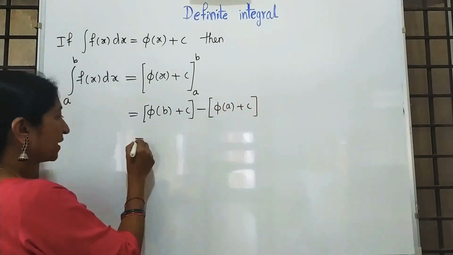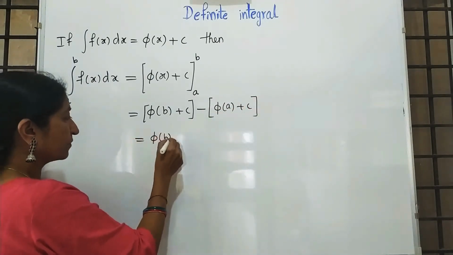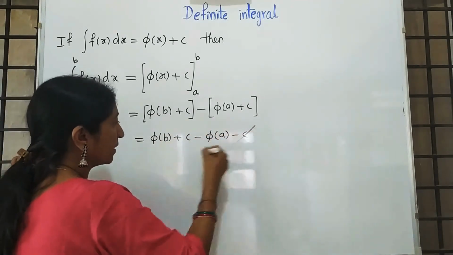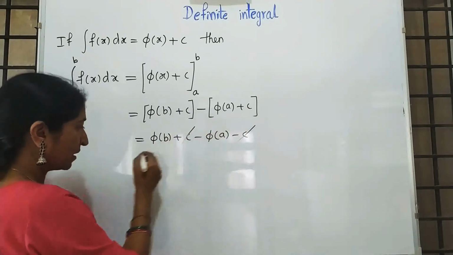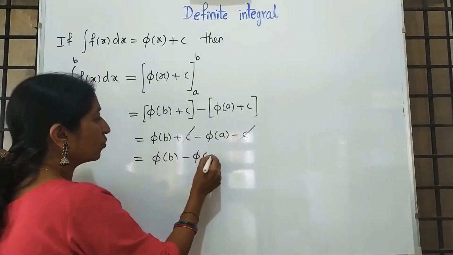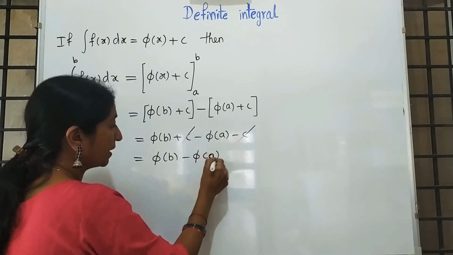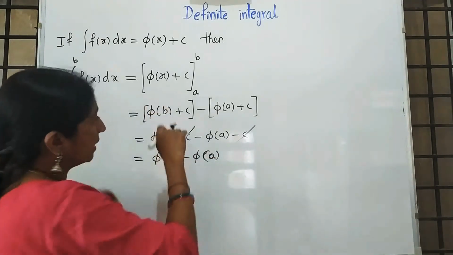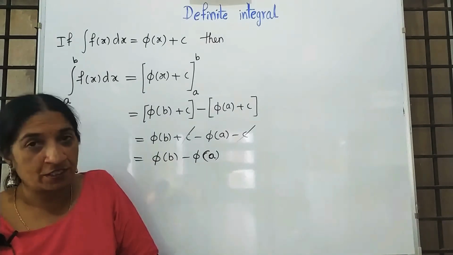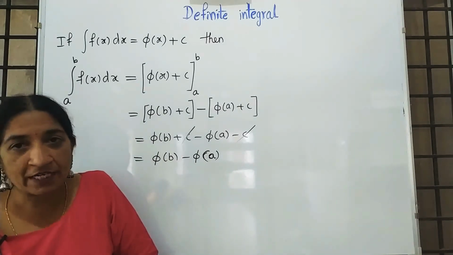Then remove the bracket. Plus c minus c gets cancelled. Upper limit value minus lower limit value. That means this step tells you there is no need to write the constant, because anyhow the constant will get cancelled.